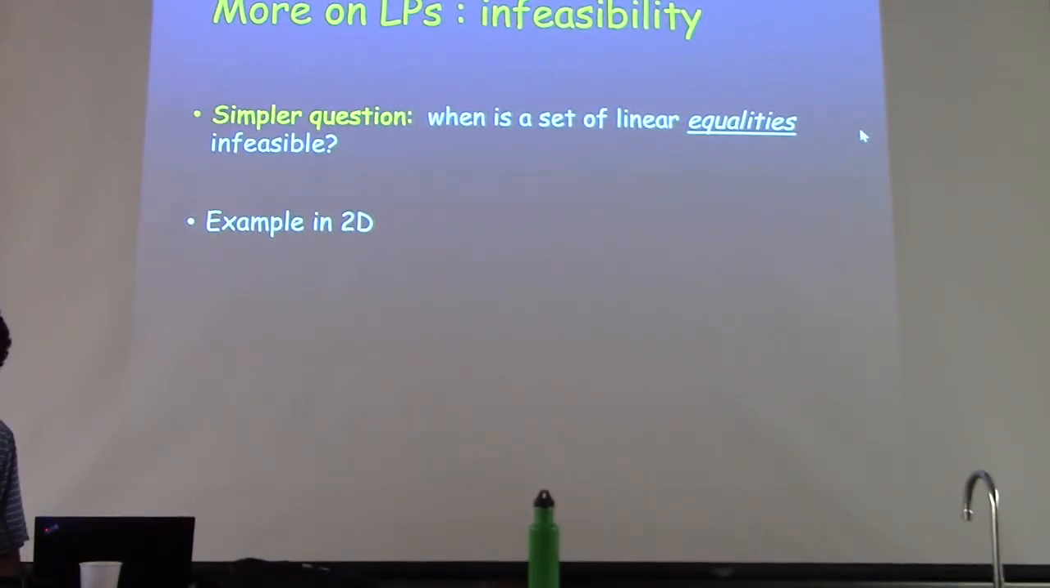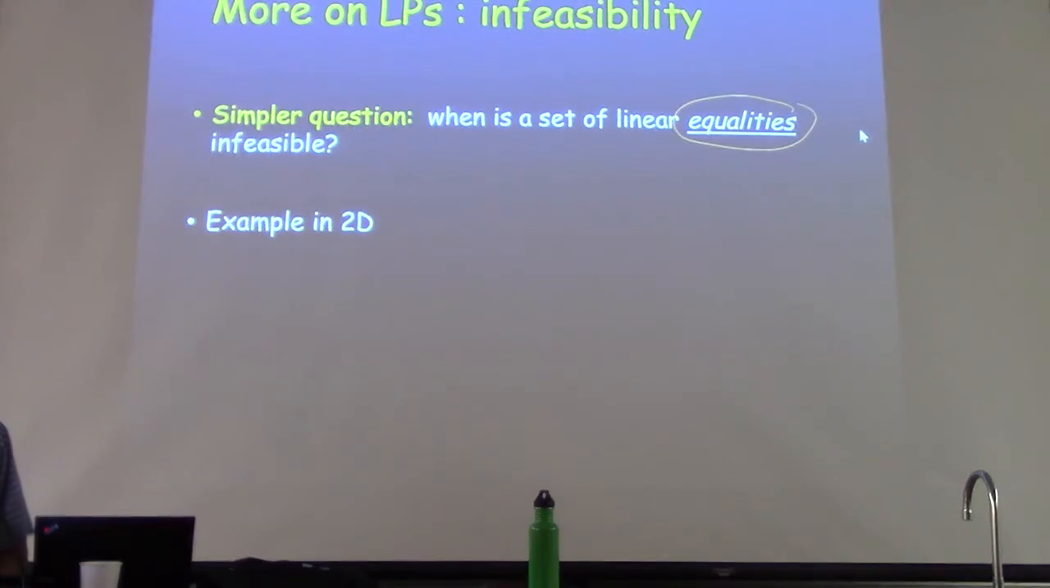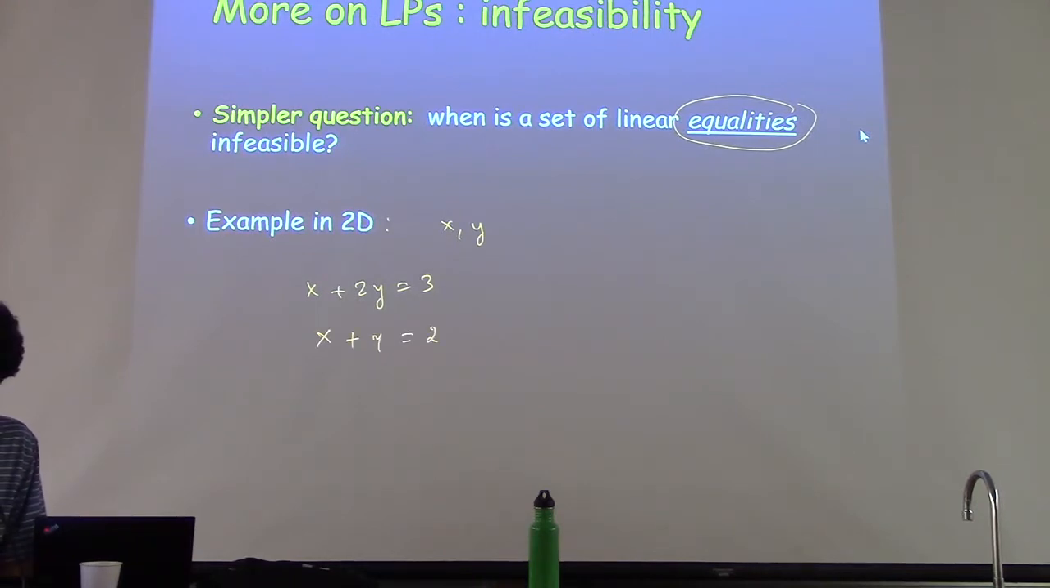Let's start off with an easier example where you have a bunch of linear equalities, just linear constraints. Maybe I give an example in 2D first. You have two variables x and y, and you could have constraints like x plus 2y equals 3, x plus y equals 2, and x equals 2. Is this set of equalities feasible?